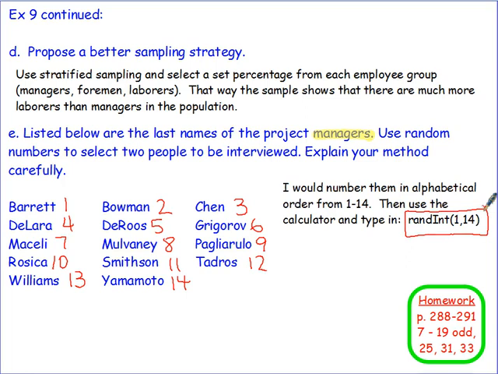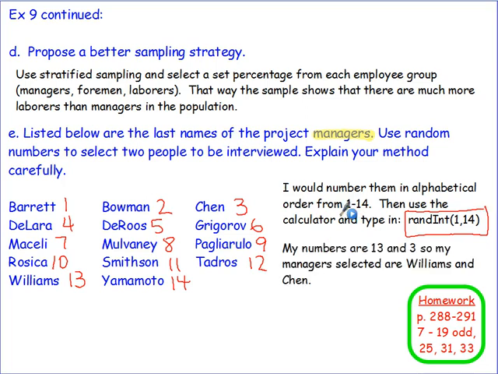So I did that, and I'm going to hit enter. My first number I got was the number 13. I'm going to hit enter again. My second number was 3. So because I got 13 and 3, my 2 people are Williams at 13 and Chen with 3.